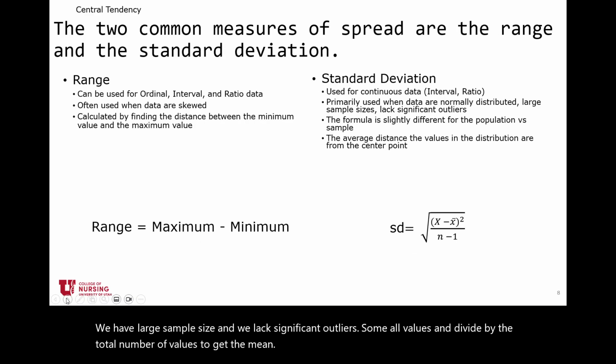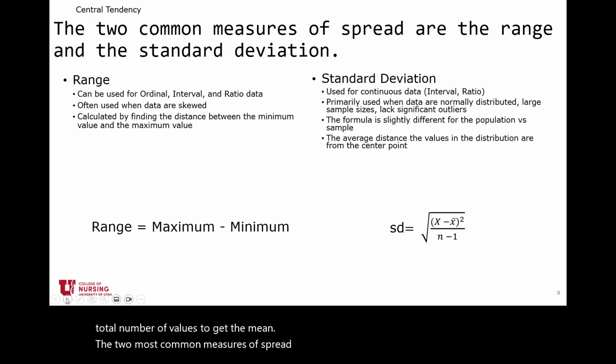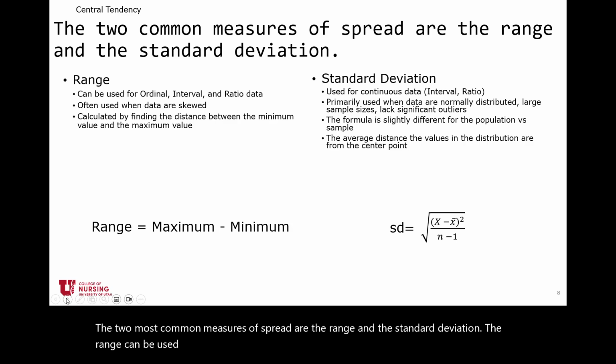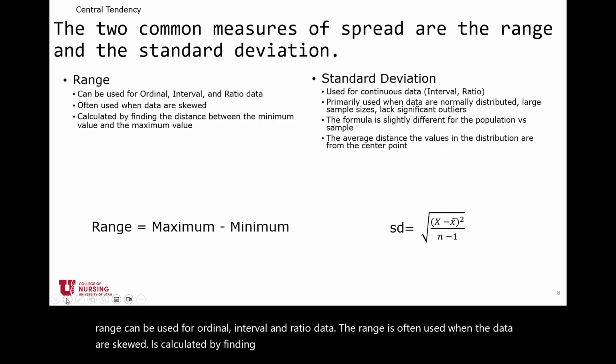The two most common measures of spread are the range and the standard deviation. The range can be used for ordinal, interval, and ratio data. The range is often used when the data are skewed. It's calculated by finding the distance between the minimum value and the maximum value.